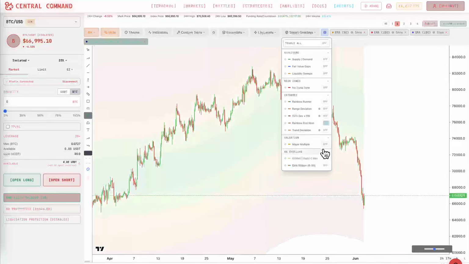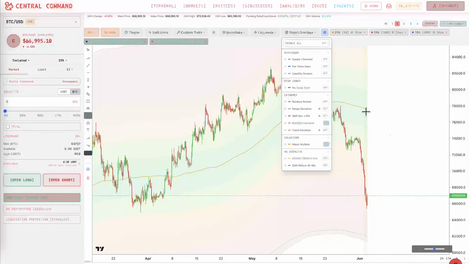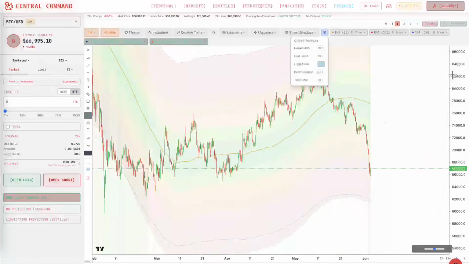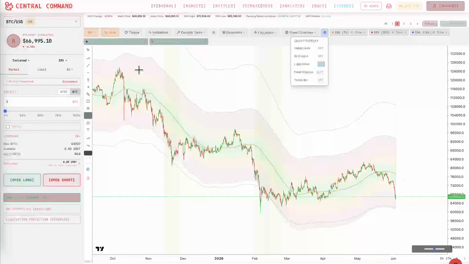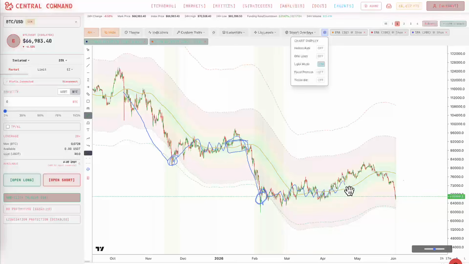I do like this one also, the rainbow deviation with the Mayer multiple to look at, especially on the higher time frame. On the lower time frame, not as much, but you can see here how well this works also in terms of the mid-range, right? When we're bearish, it tends to hit the bottom and then bounce to the middle and then hit the bottom again and then kind of chop around the middle, and then here we are approaching the bottom.